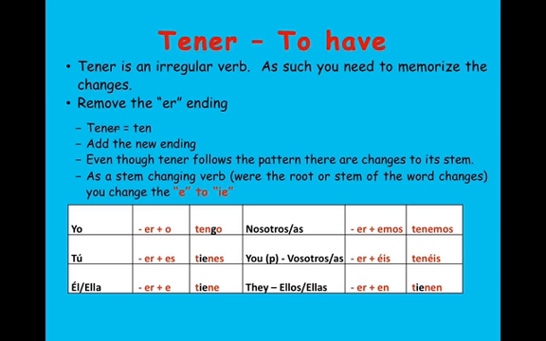Another name for this type of verb is a boot verb, because if you highlight and make a circle around the yo, tú, él, ella, and then the ellos, it makes a bit of a shape of a boot. So they call it the boot verb. And that means that the two, the vosotros and the nosotros, that are outside of the boot follow the pattern, and the other ones don't.